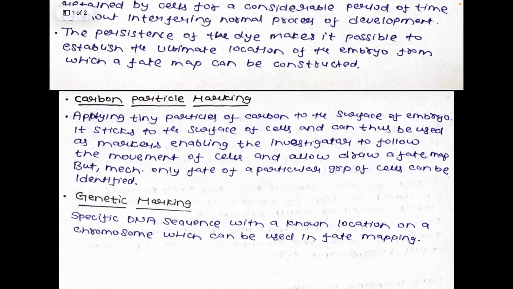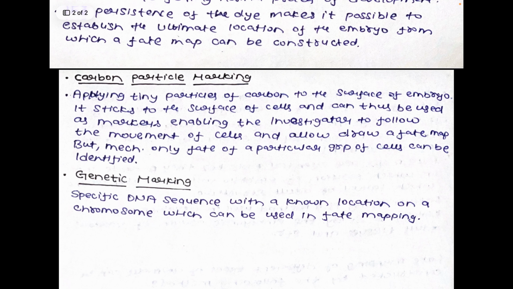The second artificial method swaps a chemical stain for a physical one. The mechanism is applying a tiny particle of carbon to the surface of the embryo. It sticks to the surface of the cell and can thus be used as a marker, enabling the investigator to follow the movement of cells and to draw a fate map. So instead of dyeing the cell, you stick a visible speck onto it.